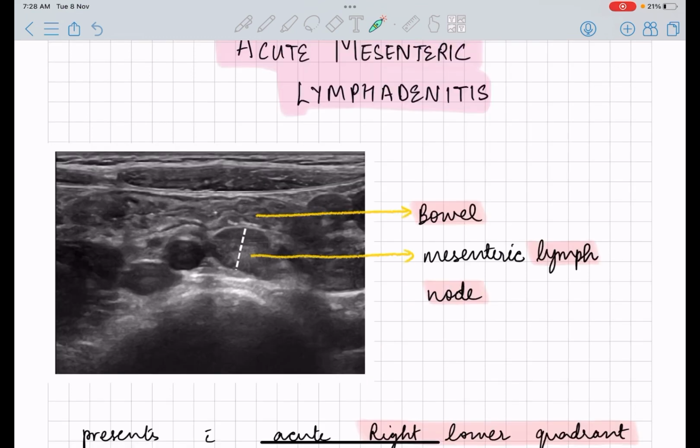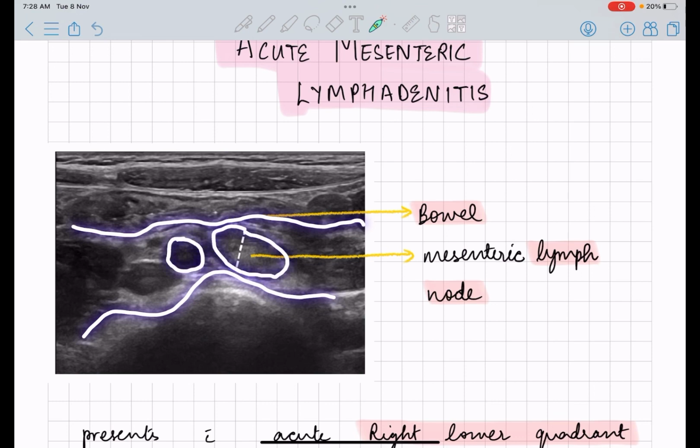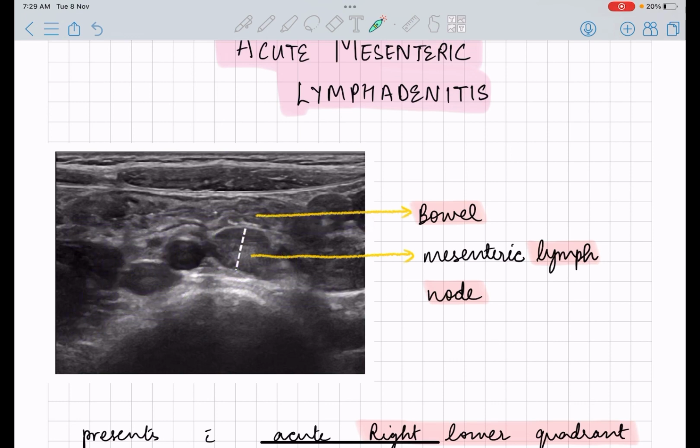The picture on the left is an ultrasound photo of acute mesenteric lymphadenitis. We can see that the mesentery is here like this, and these are enlarged lymph nodes. It's a painful condition, and these enlarged inflamed nodes cause the symptoms. There's the bowel loop on top over here.